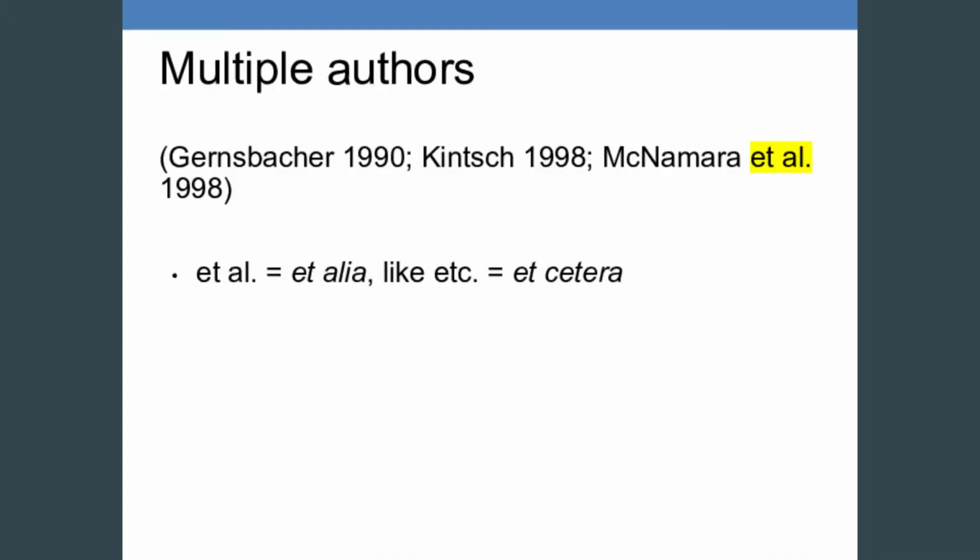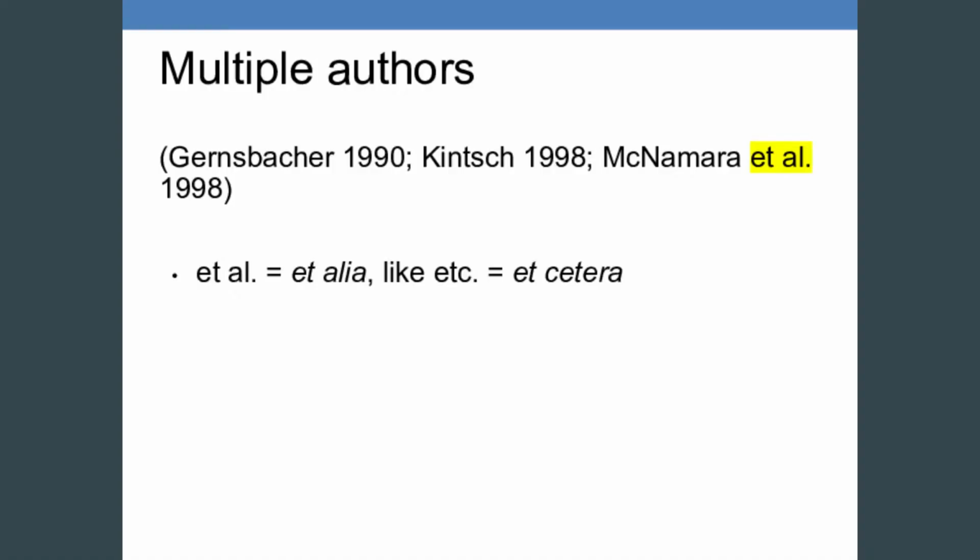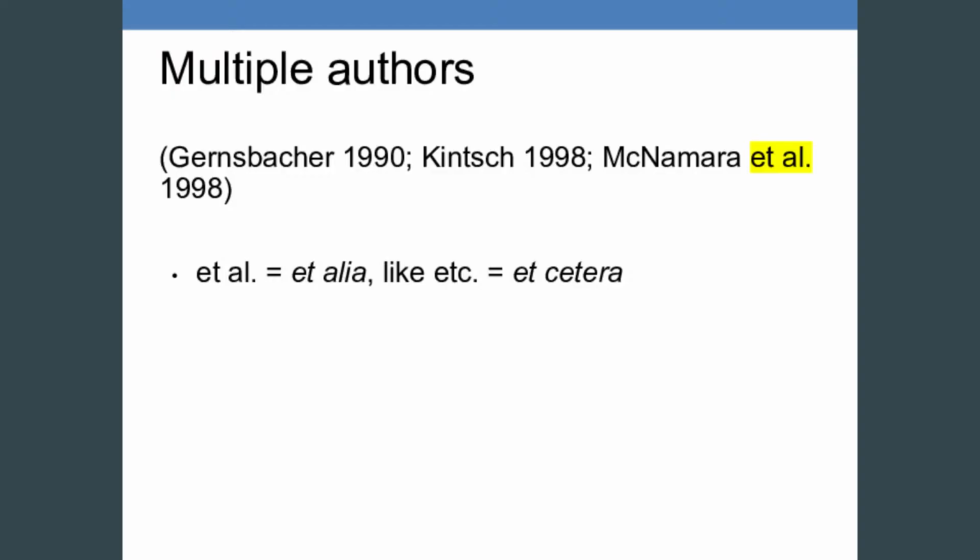Now let's look at some more of the details of the parenthetical citations in humanities and social sciences. You notice here, for example, when you have multiple authors, you separate the items with comma or semicolon, depending on the system. Here we have Gernsbacher, and then Kinch, and then McNamara. You may not do this very much in college papers, but if you're citing several sources at one time, it's usually in alphabetical order: Gernsbacher, then Kinch, and then McNamara. Alphabetical order according to the first author's family name.